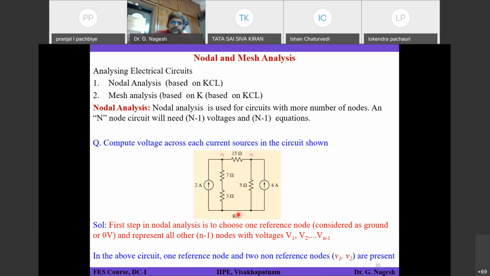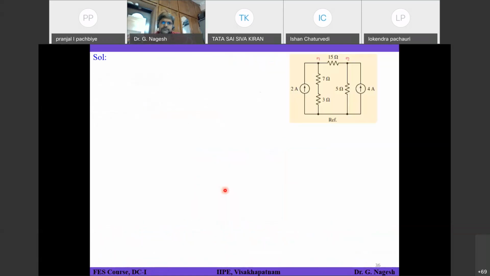In the above circuit, one reference node and two non-reference nodes V1 and V2 are present, since I have considered this 7 and 3 as 10 ohms. That's why you have only two nodes V1 and V2. So how to solve this?